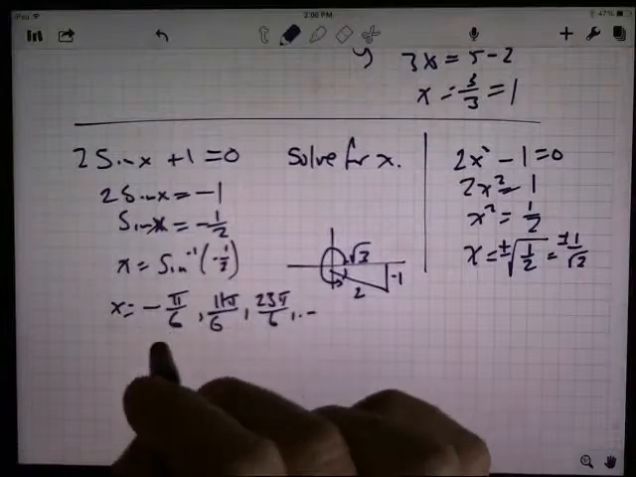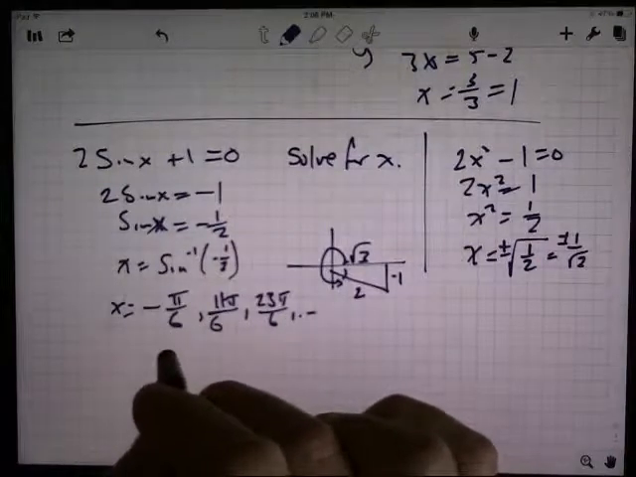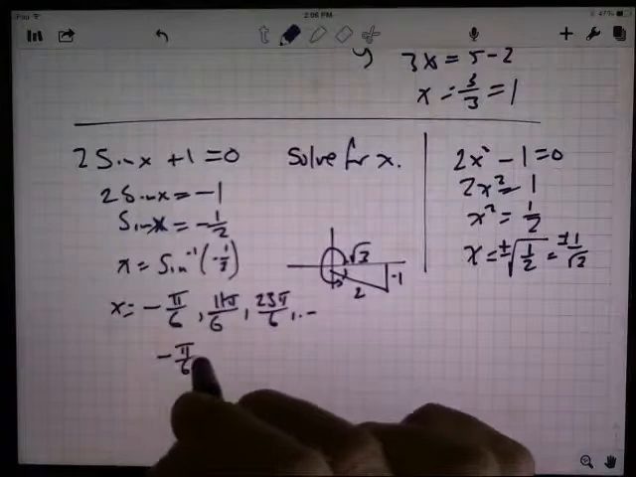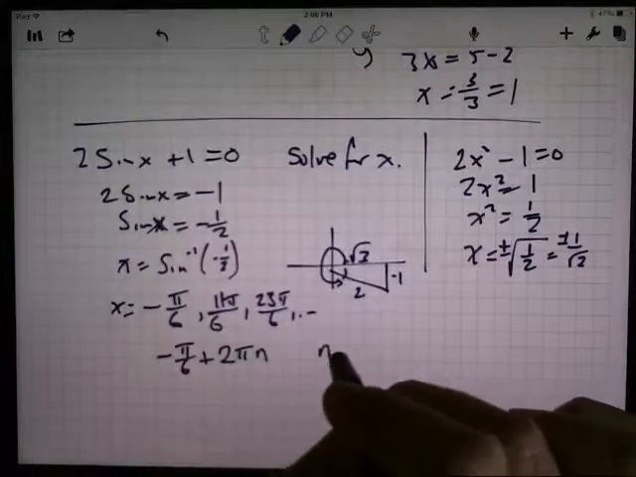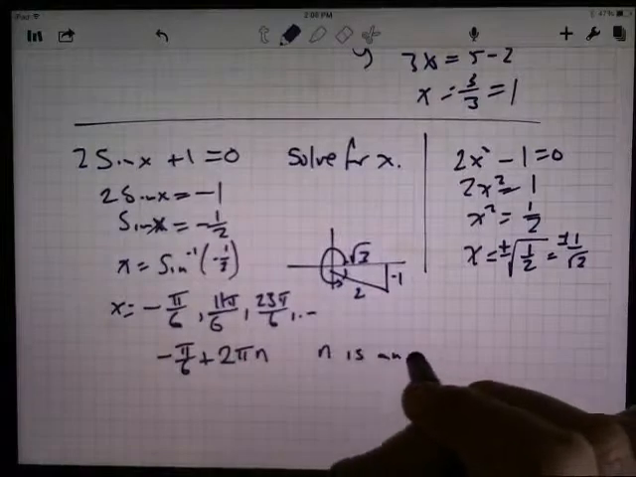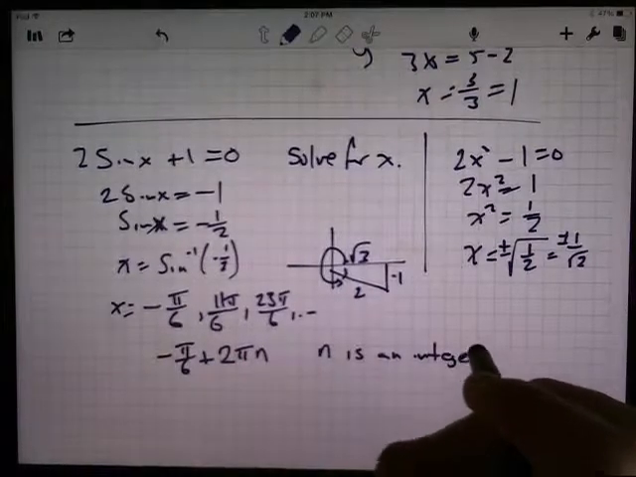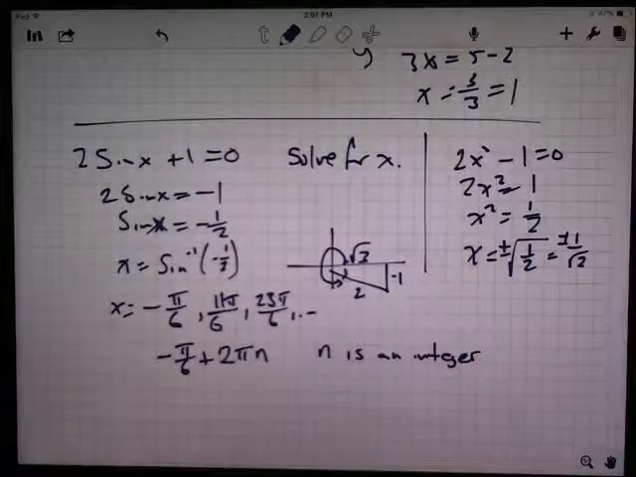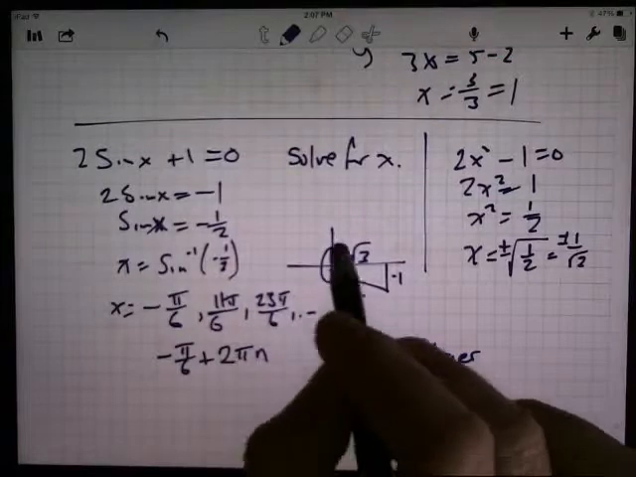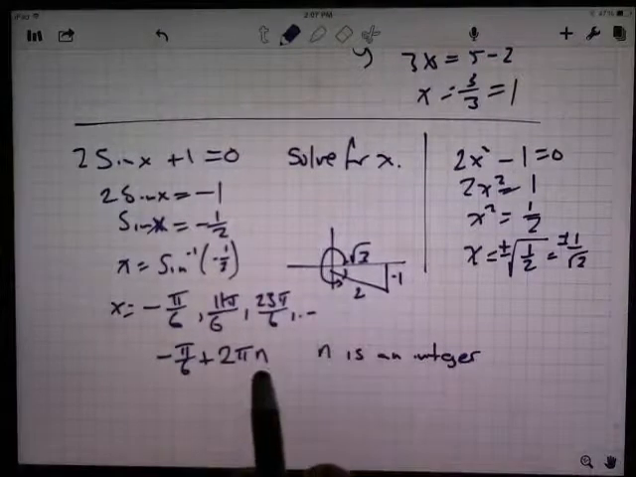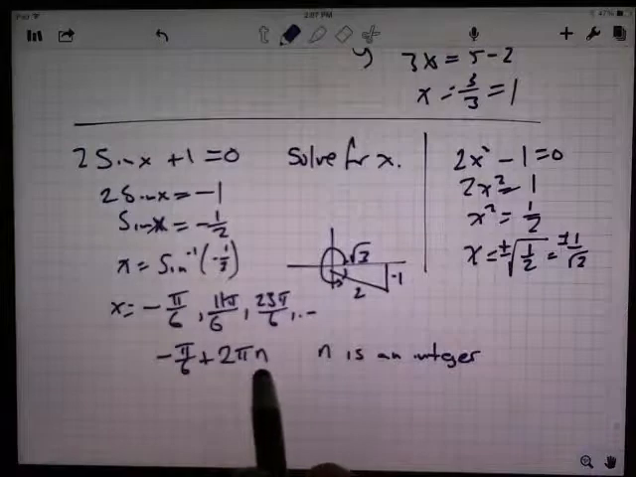Actually, I think I can describe all of those as minus pi over 6 plus 2 pi n, where n is an integer. And notice by integer I mean both the positives and negatives, so n might be 0 or 1 or -1 or 2 or -2. So I can either be adding 2 pi on, going around again, or I might be subtracting 2 pi or multiples of 2 pi if n is negative.